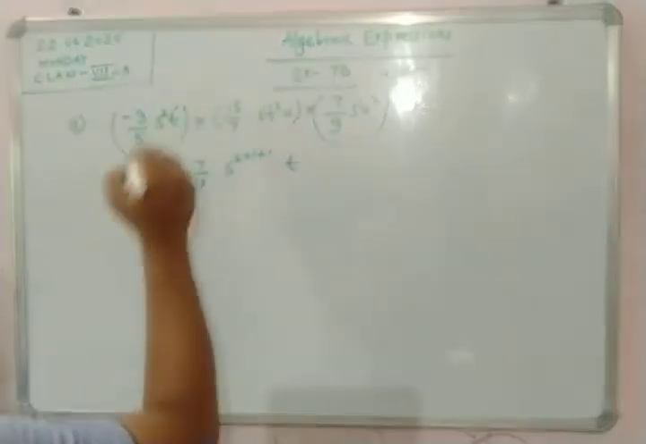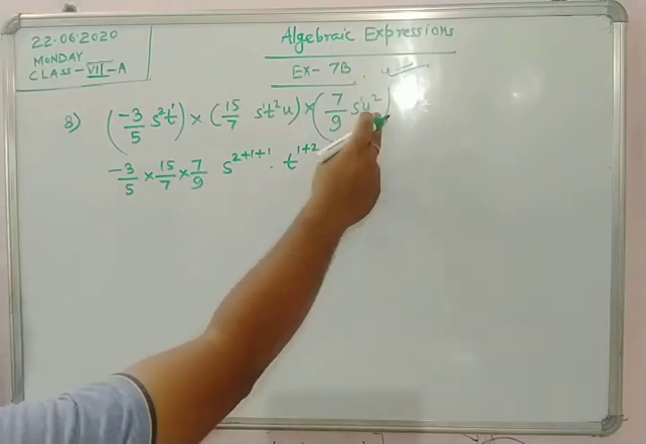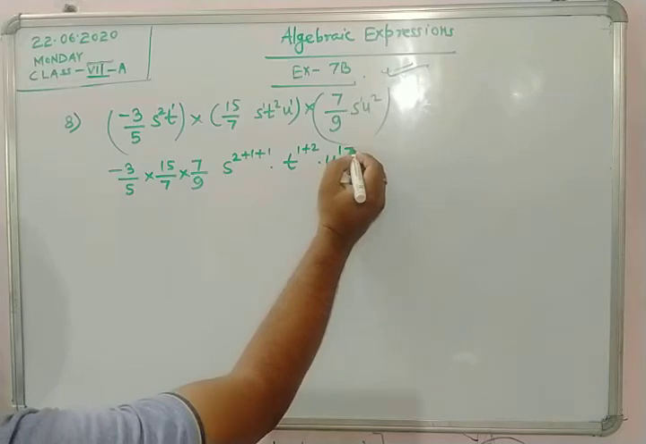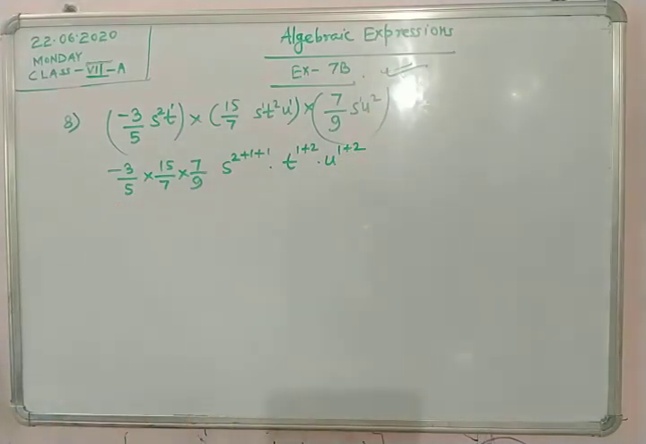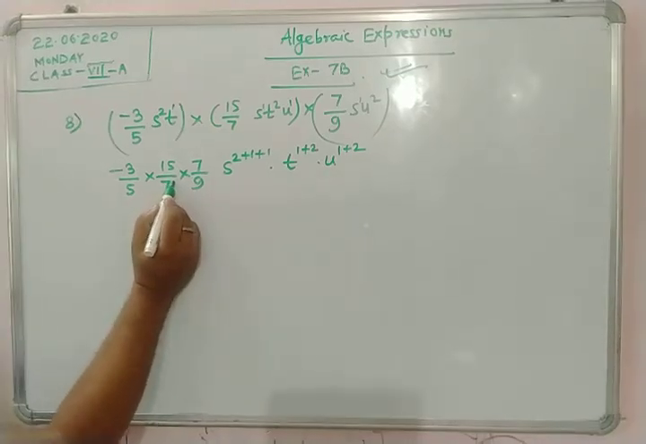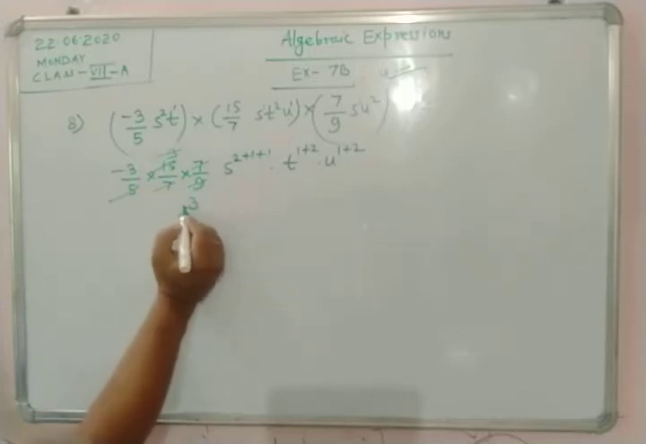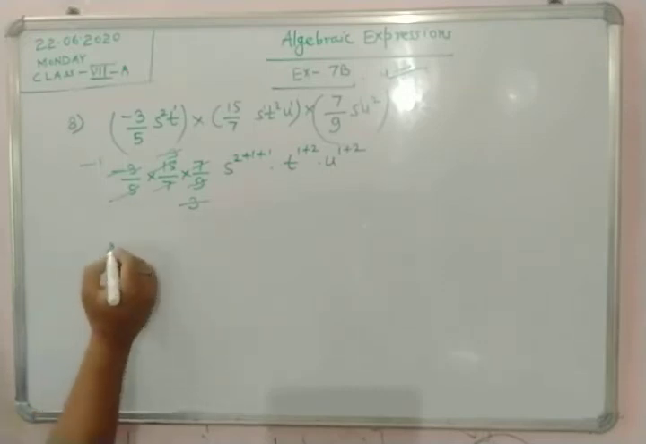So t to the power, where nothing is written that means 1, so 1 plus 2. No t here. No u here, but here we have u to the power 1, plus u to the power 2, so 1 plus 2. Now if you see any possibility of cancelling the numbers, we will cancel. 7, 7 get cancelled. 5 threes are 15, cancel. 3 threes are 9, cancel. 3, 1 are 3, cancel. So minus 1, which we are not supposed to write.